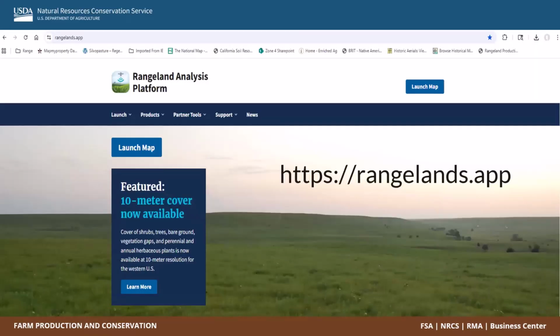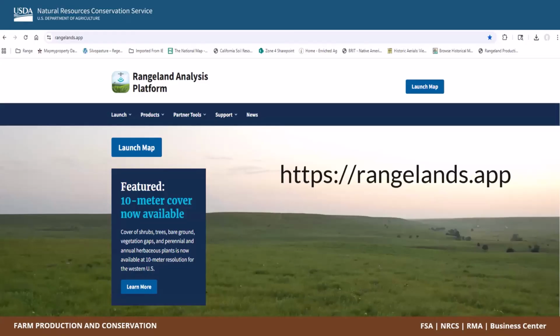Here's a link to the rangeland analysis platform. If you haven't ever utilized it, I'd encourage you to do so. This is a free service that's available to anyone out there. And you can launch that map, that blue button there, and you can take off, go draw your property, and start doing some studying and utilize this as a tool. They also have some derivative programs on the site that you can access.